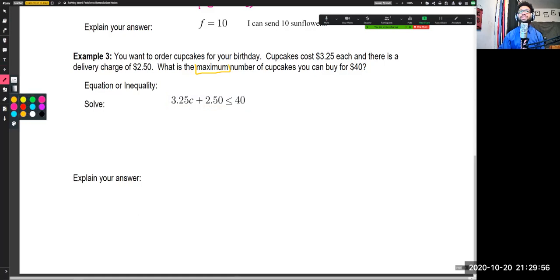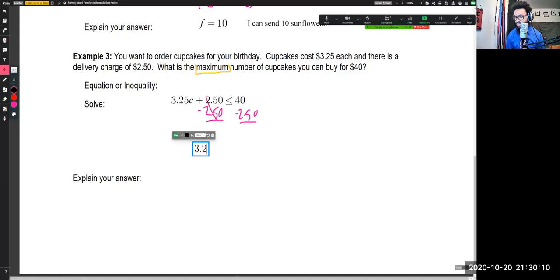To solve this, I'm going to begin by subtracting 2.50 on both sides. Minus 2.50, minus 2.50 on both sides. There we go. And what I have left is 3.25C is less than or equal to, and you can get that less than or equal to sign if you are in this equation editor portion over here. It looks like the division sign. If you just type in that less than or greater than, depending on which one you want, and then hit equal, it just puts it right under there for you. All right, so now you have that is less than or equal to 40 minus 2.50, which is 37.50.